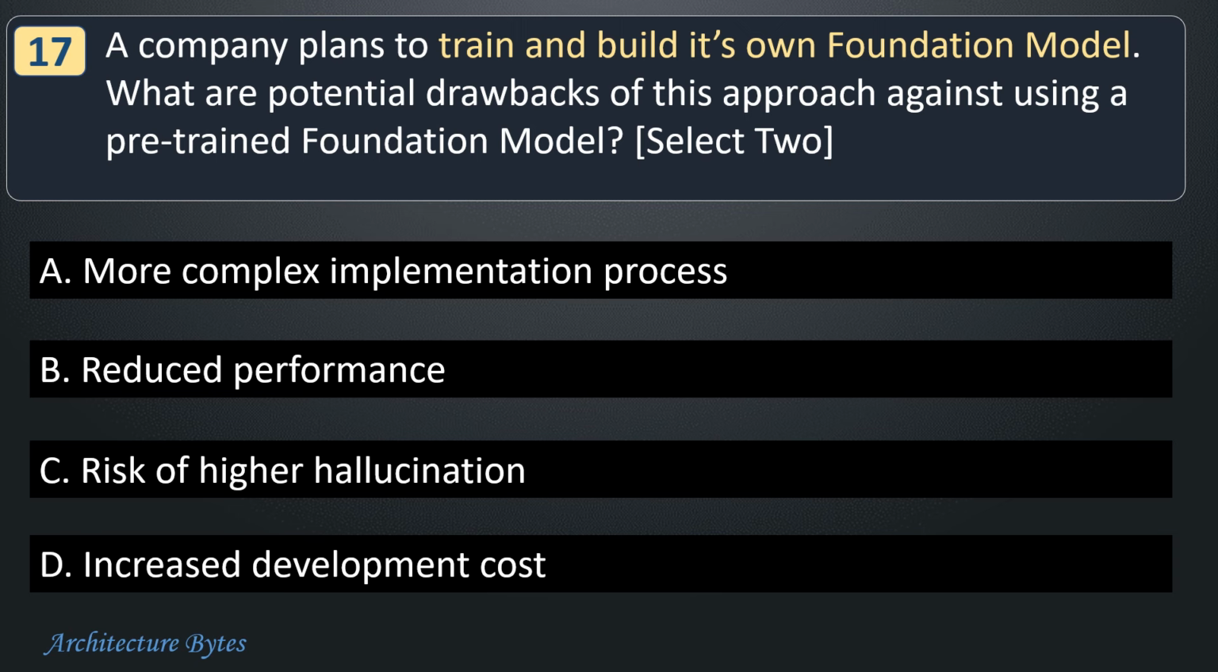A company plans to train and build its own foundation model. What are potential drawbacks of this approach against using a pre-trained foundation model? Option A, more complex implementation process. B, reduced performance. C, risk of higher hallucination. D, increased development cost.